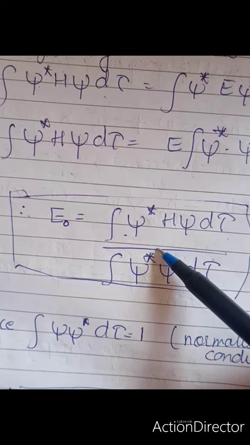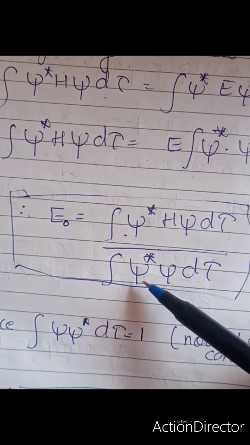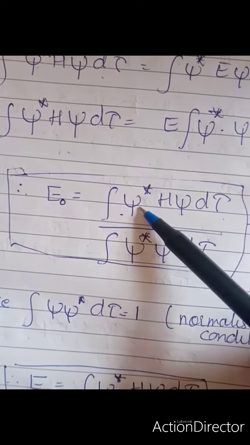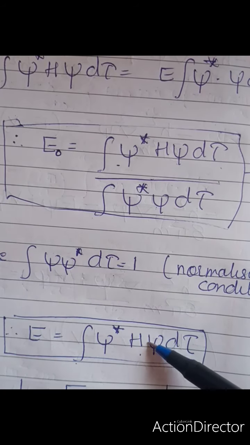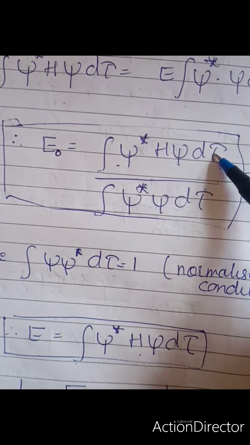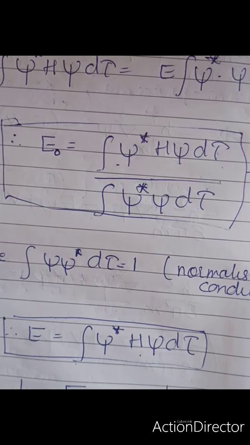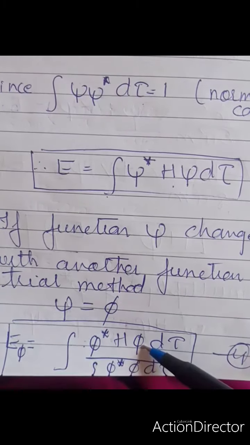this is the ground state energy. Now if you use the normalization condition here, the integration of psi star psi d tau will be 1. So what you will get is E equal to the integral of psi star H psi d tau. Now let us say that this psi function we replace by another function, that is phi. So instead of psi you will write phi here. So this will be the integral of phi star H phi d tau divided by the integral of phi star phi d tau. That energy we will represent by this equation, that is E phi is equal to this.